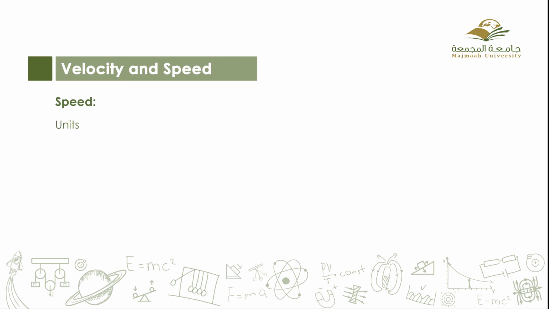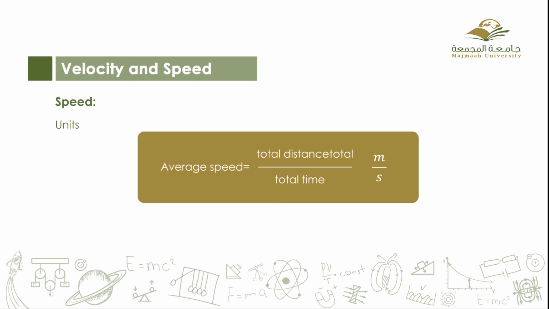The unit of speed is the same as the unit of velocity, because the difference between them is that speed has no direction, but velocity has a direction.